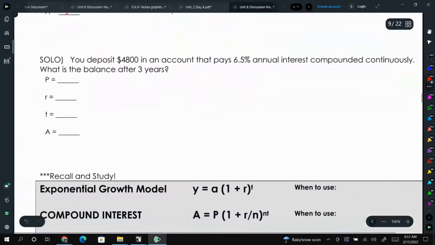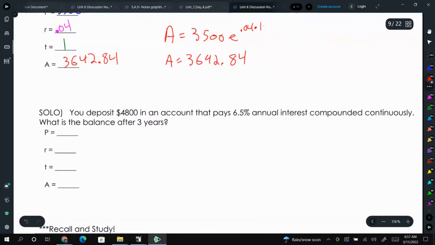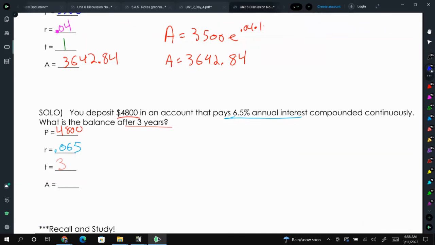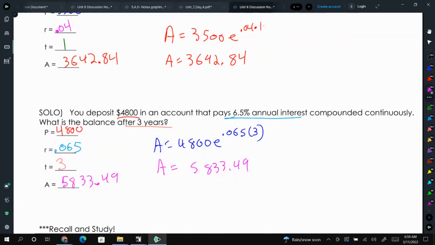All right, so I want you to try this problem down here. That's your initial value. This is your interest. We're compounded continuously, and we're after 3 years. So go ahead, pause the video real quick, try this out on your calculator, and then unpause it to see if we get the same thing. All right, so once we type this into the calculator, we get $5,833.49.